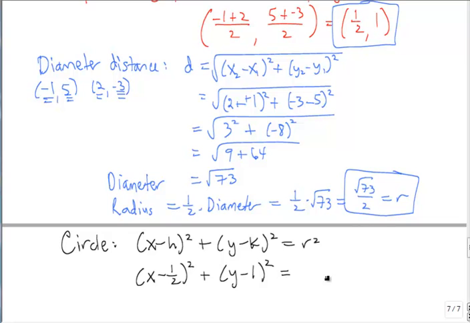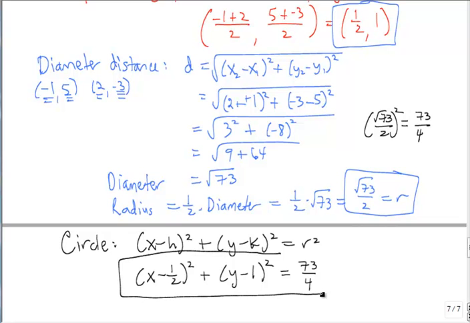And then finally on the right side we want our r squared, and here was our r. So what do you get when you square this value? Well, when you square 73 in a square root, you're squaring a square root, and that just cancels out the radical. So this just becomes 73 on top, and 2 squared just becomes 4. So the radius squared becomes 73 over 4. And here's our final equation of our circle.